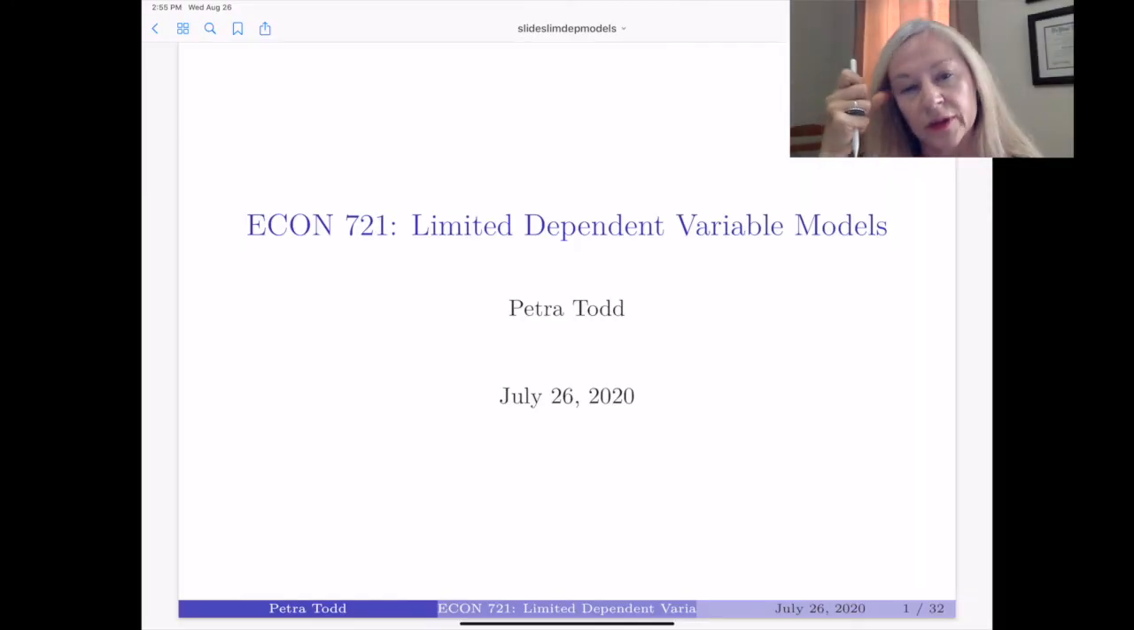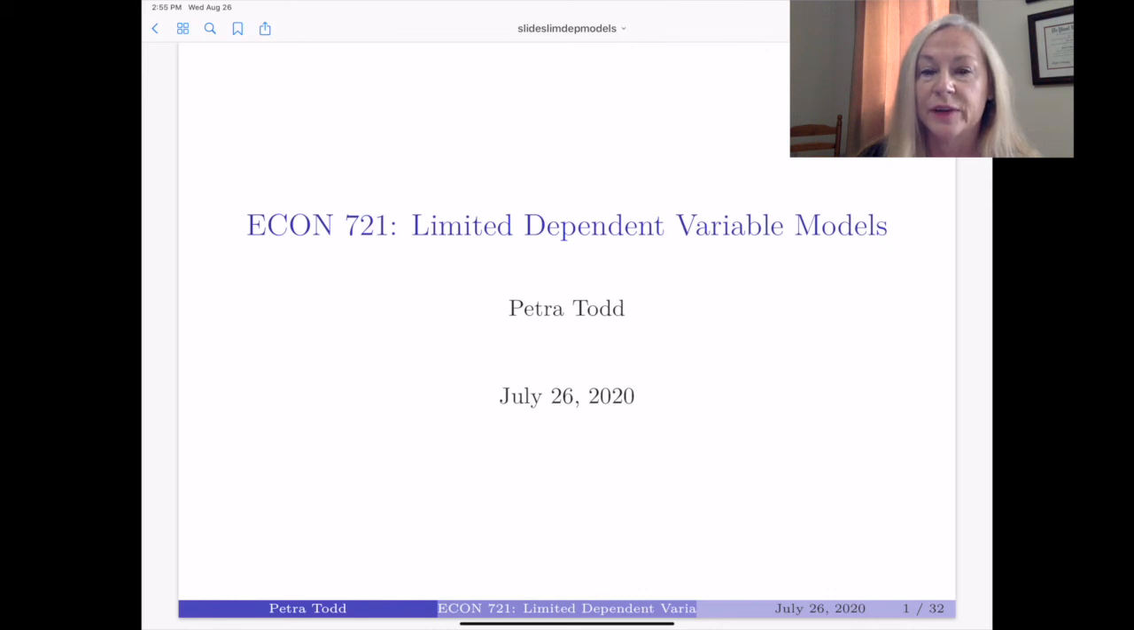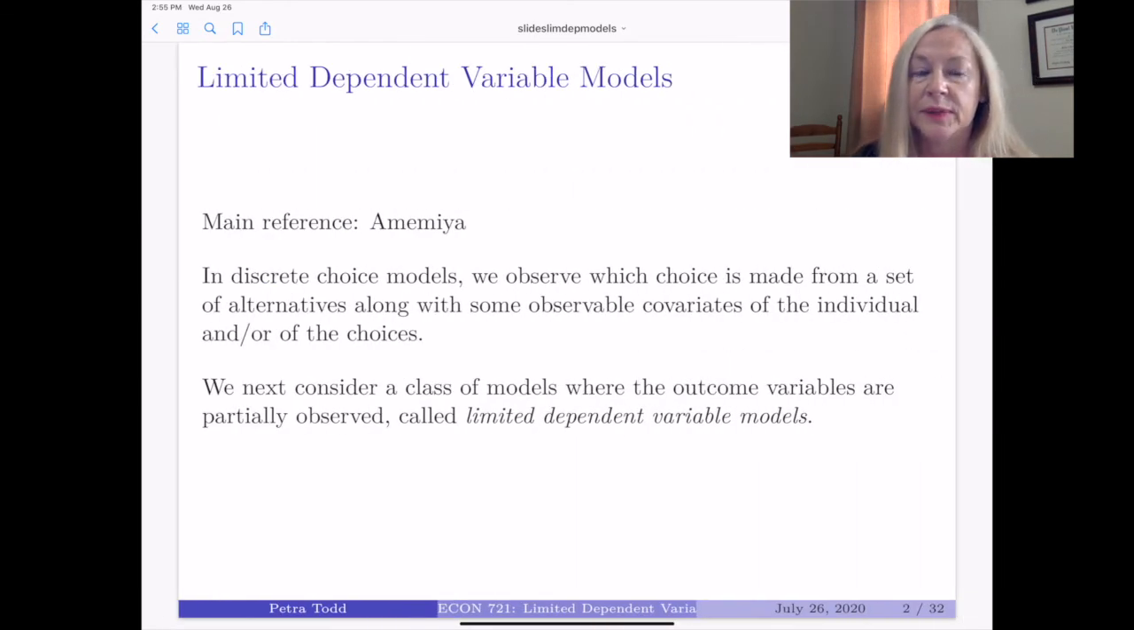We're going to look at what are called limited dependent variable models. These are models where the outcome variable is observed in a limited way. That's why it's called limited. So you don't see the outcome variable for everybody, but you might see it for some people. Okay, and the main reference for this material is the Amemiya textbook.